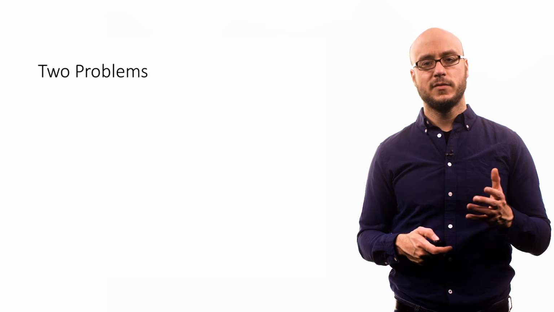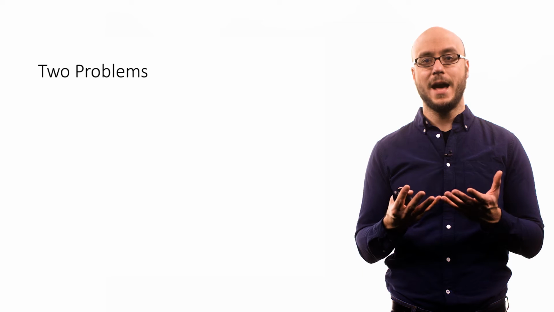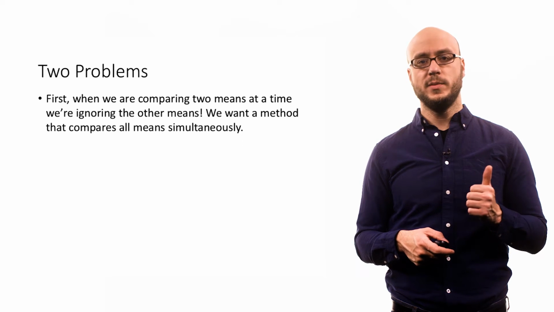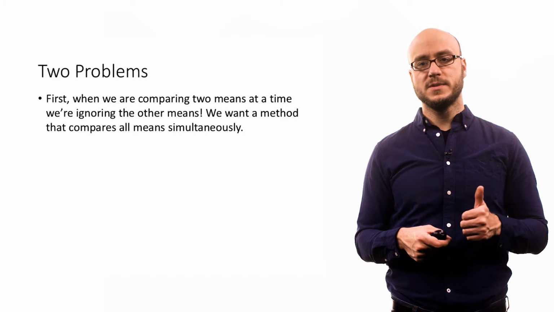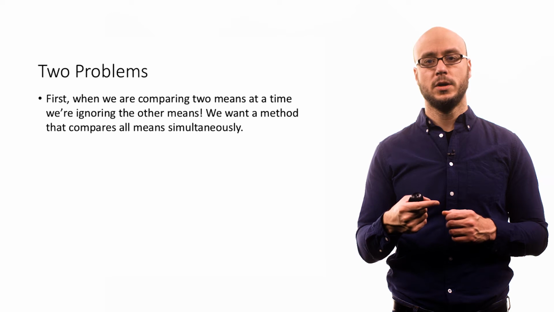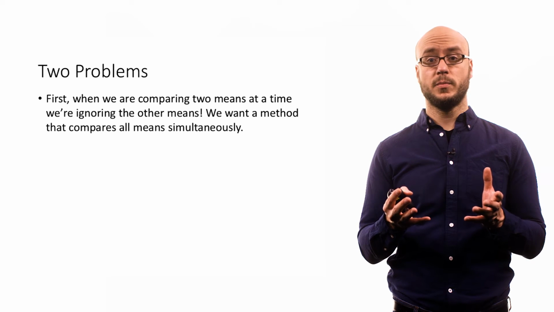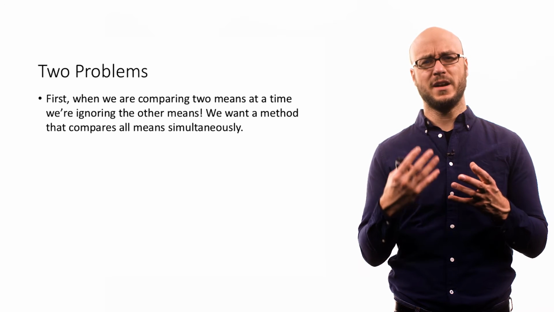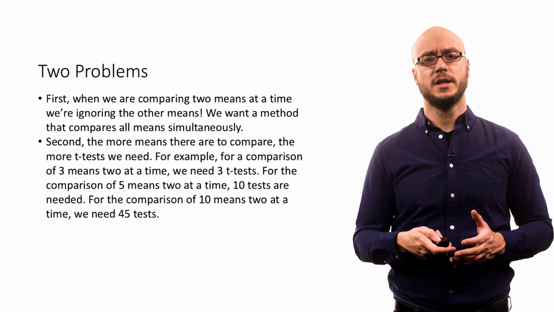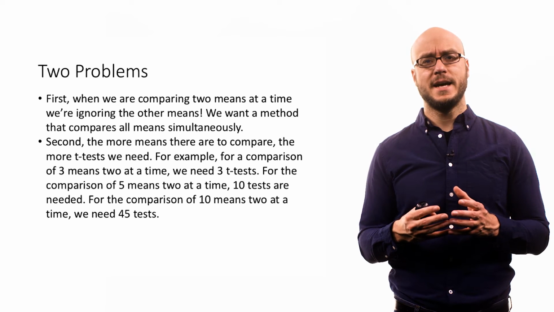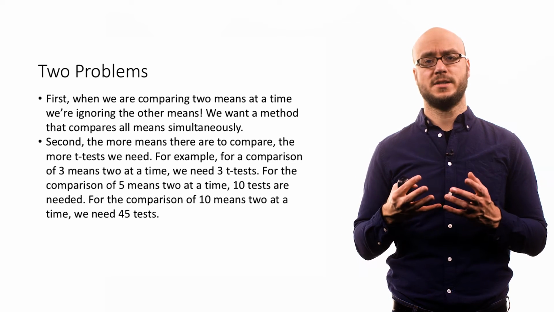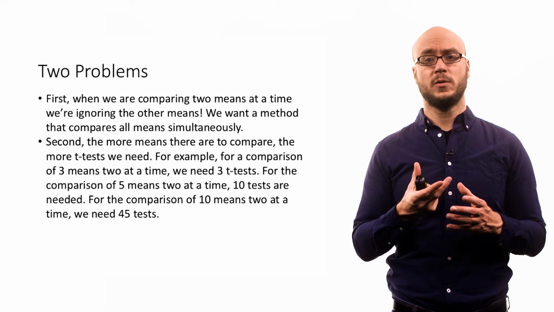So let's look at what happens when we conduct these comparisons. When we're comparing 2 means at a time, the problem is that we're ignoring the other means. So if you compare the mean of group 1 with group 2, you're ignoring the mean for group 3. So we really want a method that incorporates all the means, all 3 different groups simultaneously. Another problem is that the more means there are to compare, the more groups you have, the more t-tests you need. And this can inflate quite quickly.